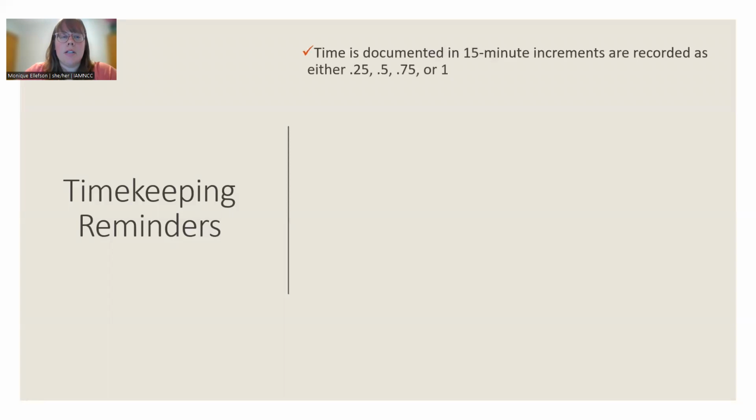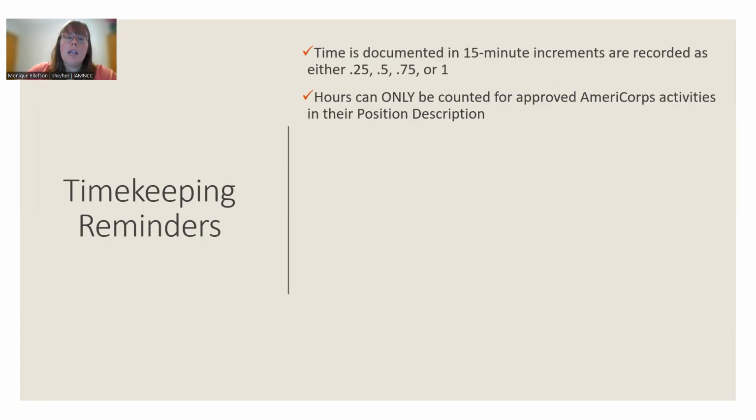Timekeeping reminders. Time is documented in 15-minute increments and is recorded as either 0.25, 0.5, 0.75, or 1. That is how it should be documented in Encore. If they try to put something else in there, like 7 minutes, the system will say that's not allowable. Hours can only be counted for approved AmeriCorps activities that are outlined in their position description.